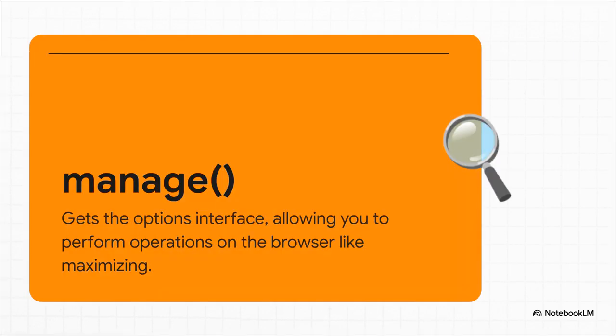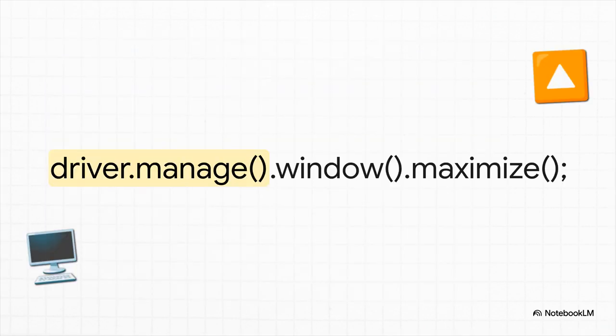Okay, so the browser is open. But what if you need to mess with the browser itself? That's where the manage method comes into play. Think of it as your gateway to all the browser settings and options. And a really common thing you'll do, almost all the time, is maximize the browser window. See how we're chaining these commands? Manage, then window, then maximize? This is a best practice for sure. It just makes sure your script runs in a nice, consistent, full-screen environment. And that helps prevent all sorts of weird issues where maybe an element is hidden because the window's too small.